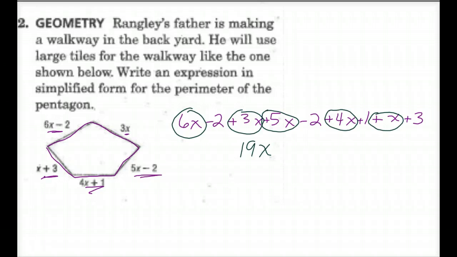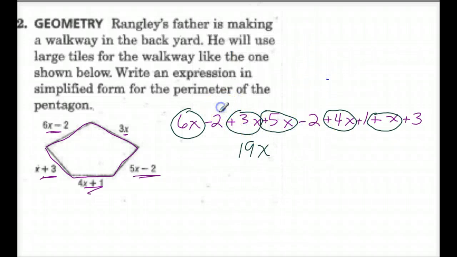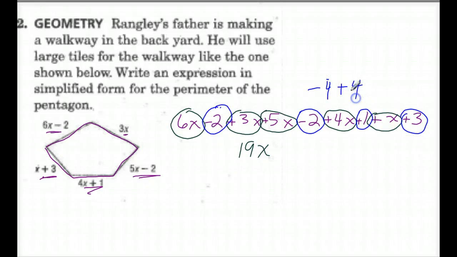Now we have a bunch of numbers that we want to add up. So let's add up our numbers. We have a negative 2, we have a negative 2, we have a positive 1, and we have a positive 3. So negative 2 and a negative 2 is going to give us a negative 4. And then we have a positive 1 and a positive 3, which will give us a positive 4. Well, negative 4 plus 4 is just going to give us 0. So our answer is going to be 19x plus 0, or just 19x.